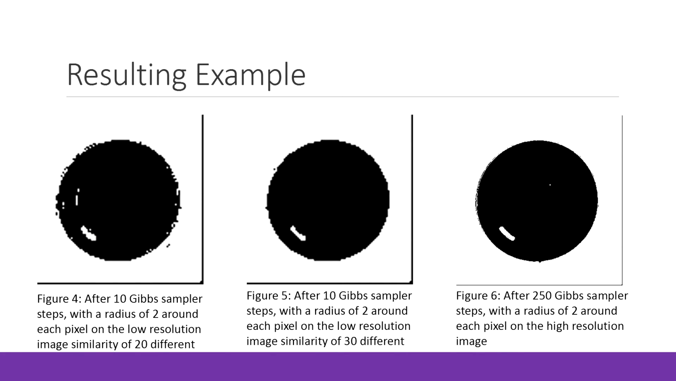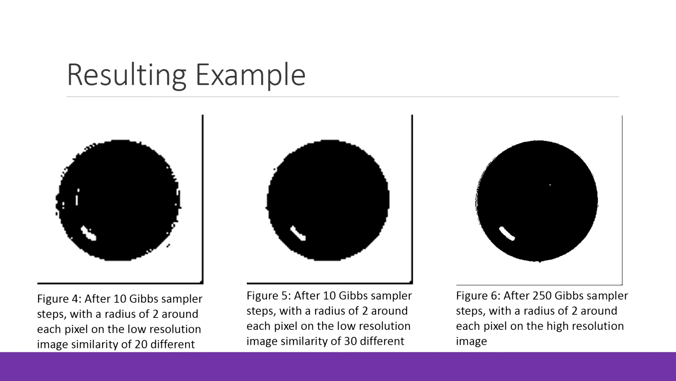And here's the resulting example of running it with different parameters. In figure 4, we have what we had before in the original example, which is a similarity function of a simple 20 difference, which means if 2 pixels are more than 20 in brightness apart, then we say they're dissimilar, and if they're less than 20, then they are similar. And this is with a radius of 2 around each pixel, and it only takes 10 Gibbs samplers, which becomes a little bit more important when we look at the higher resolution example.